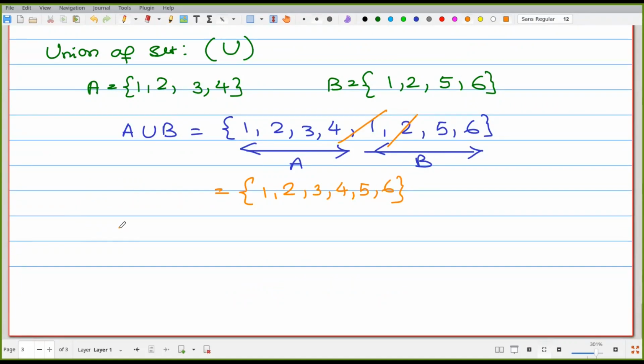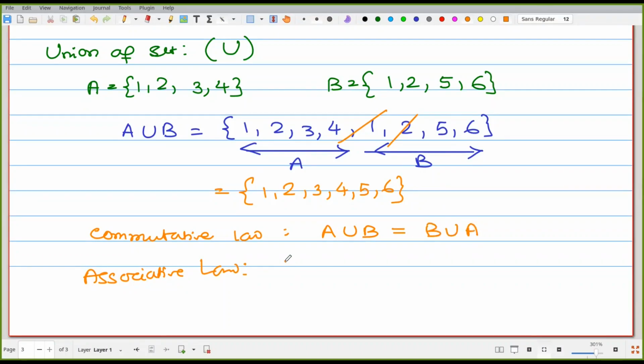Already we know that union of sets follows the commutative law and also the associative law. Commutative law means A union B is equal to B union A. Moreover, for associativity, (A union B) union C is also the same as A union (B union C). That is the union of sets, the first operation.